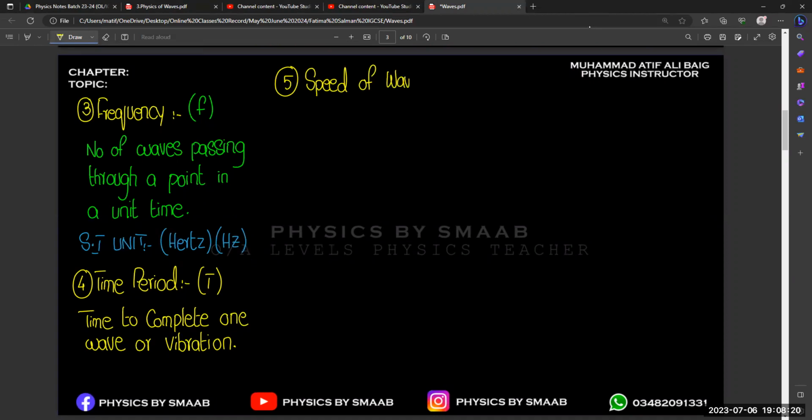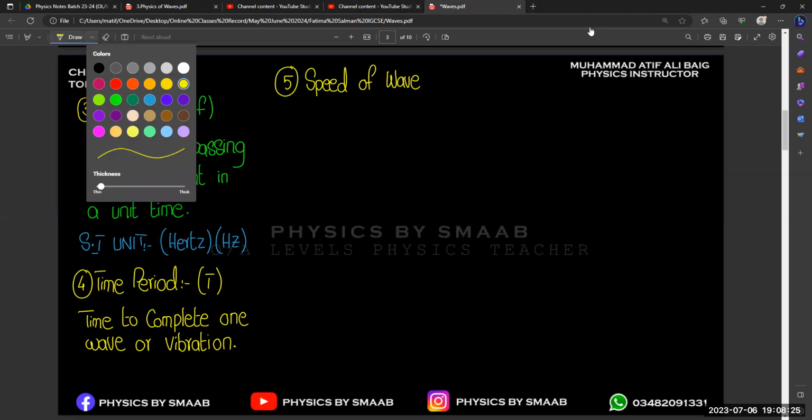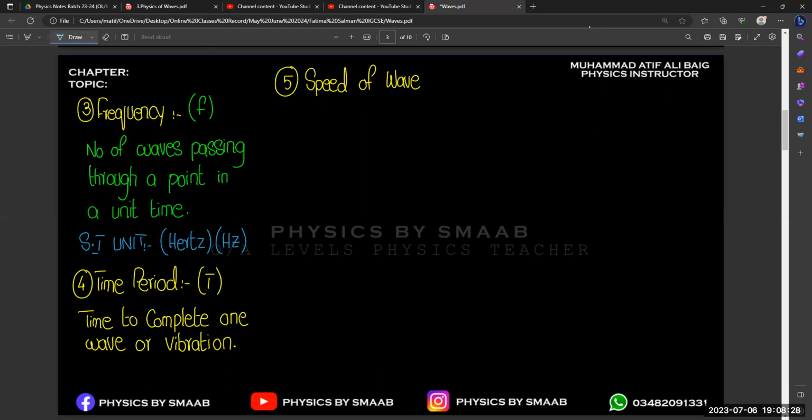Let's suppose you want to find the speed of a wave. For that we have a simple formula to calculate the speed of a wave, and that formula is: speed is equal to frequency multiplied by wavelength. Let me write that down. V equals f lambda, where f represents the frequency and lambda represents the wavelength, right? So this is the formula to calculate the speed of a wave, or wave speed.